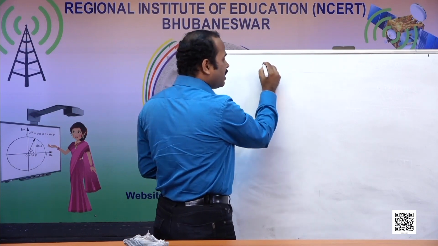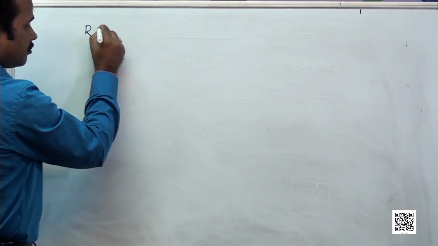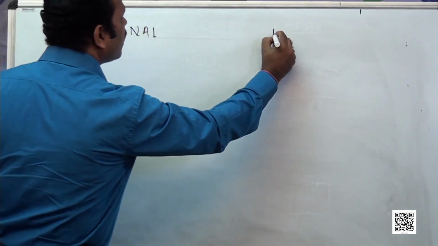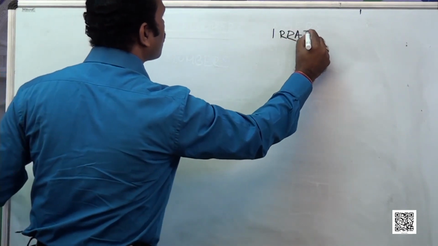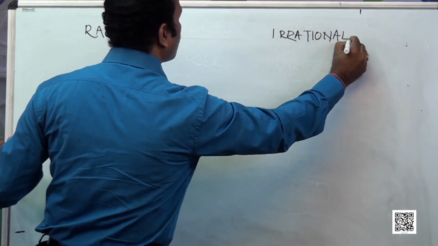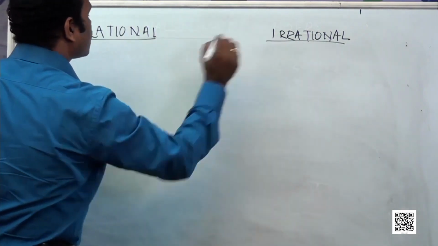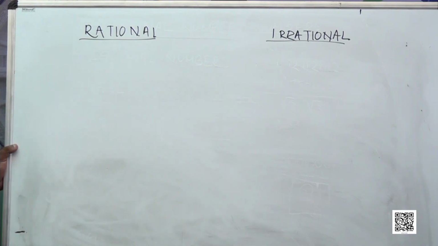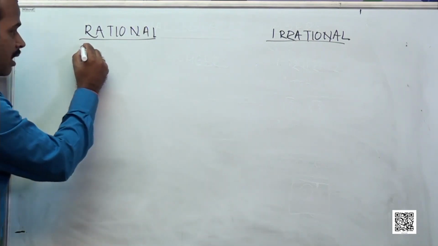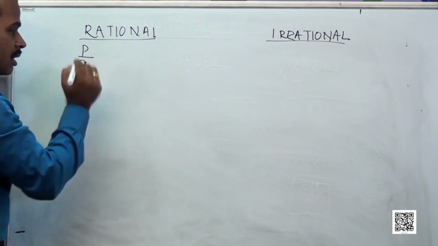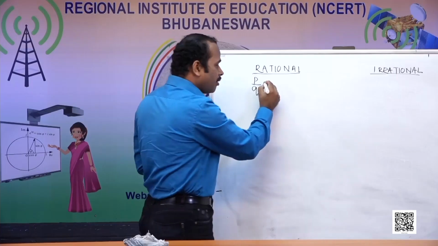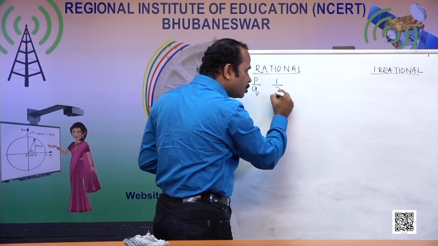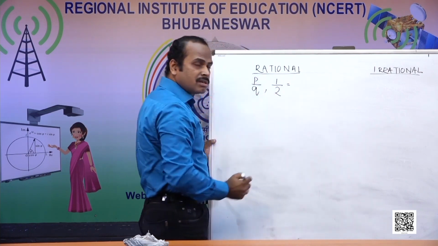Real numbers are broadly classified as rational and irrational. A rational number, when I find it, is always written in the form P by Q. So when it is written in P by Q form, what can this Q be? For example, let me write it here. Suppose I write 1 by 2. So 1 by 2 I can write in decimal form.